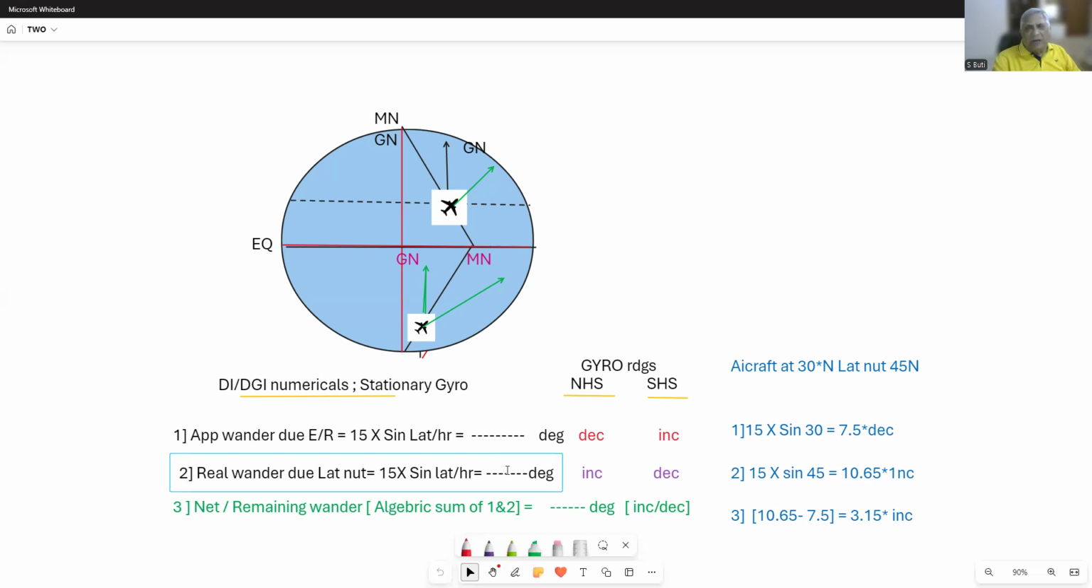Nothing very difficult. Try your 2 or 3 numericals and you would have captured the so-called dreaded numericals of gyros. I will give you some for practice in one of the later lessons.